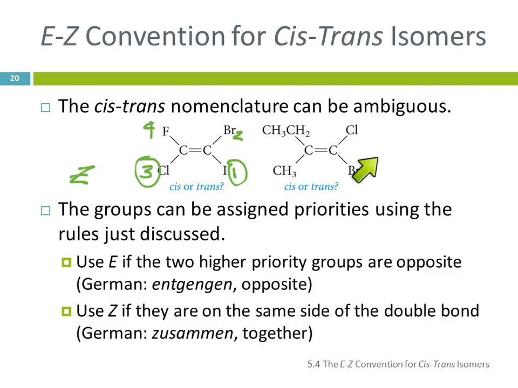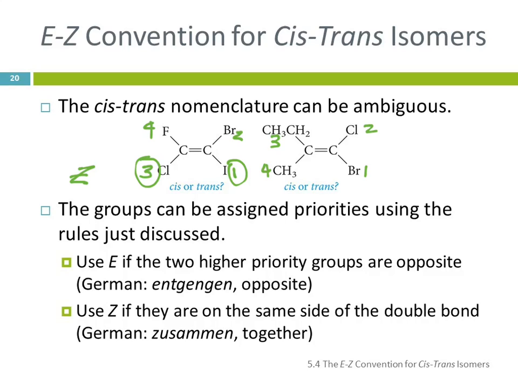And then let's do this one. Again, let's assign priorities. We've got bromine, chlorine, carbon, and carbon. Which gets the highest priority? Chlorine. Well, periodic table, chlorine or bromine? Bromine's number one, chlorine's number two. And then comparing these, we've got methyl and ethyl. And this is going to be larger. When we go to the next atom, we've got a carbon, and here we've got hydrogens. So this is going to be number three, and that one's going to be number four.